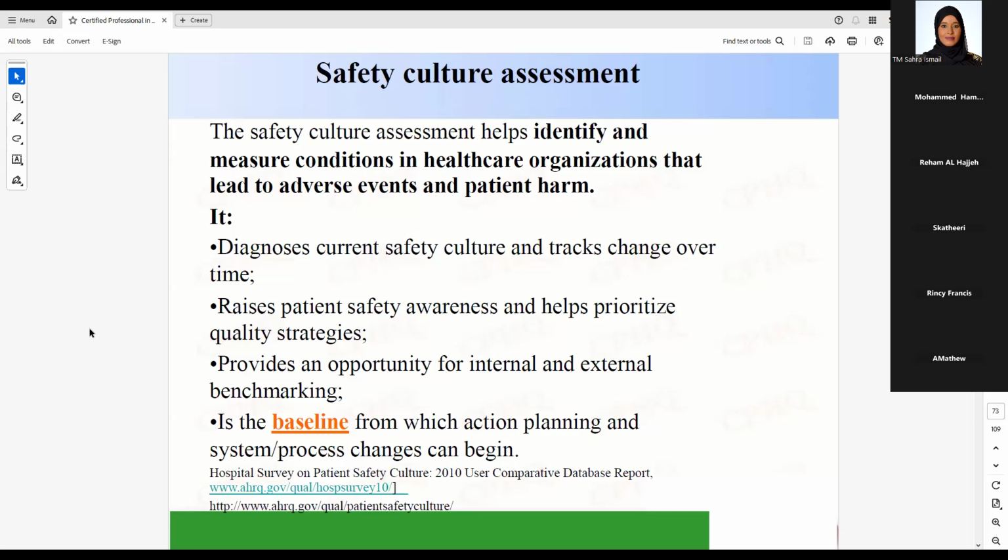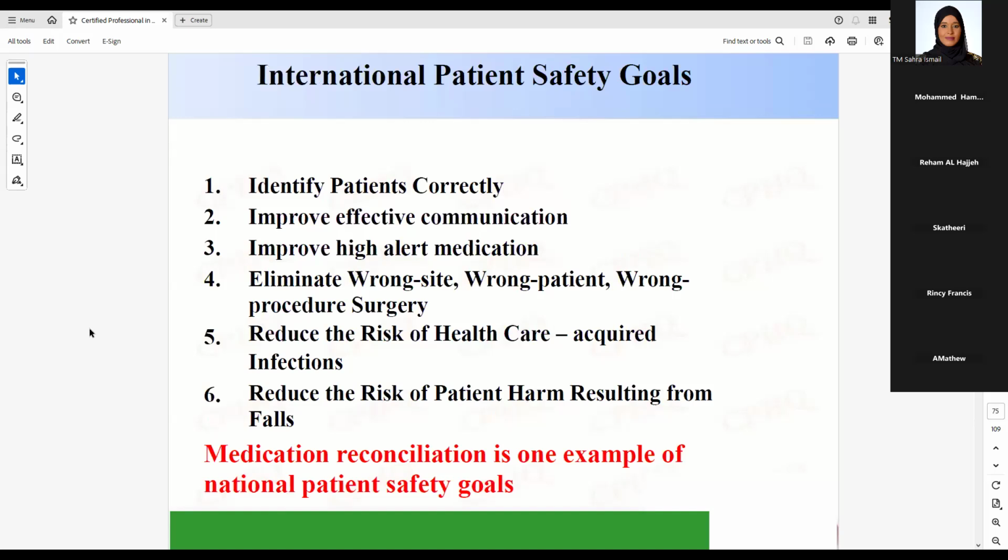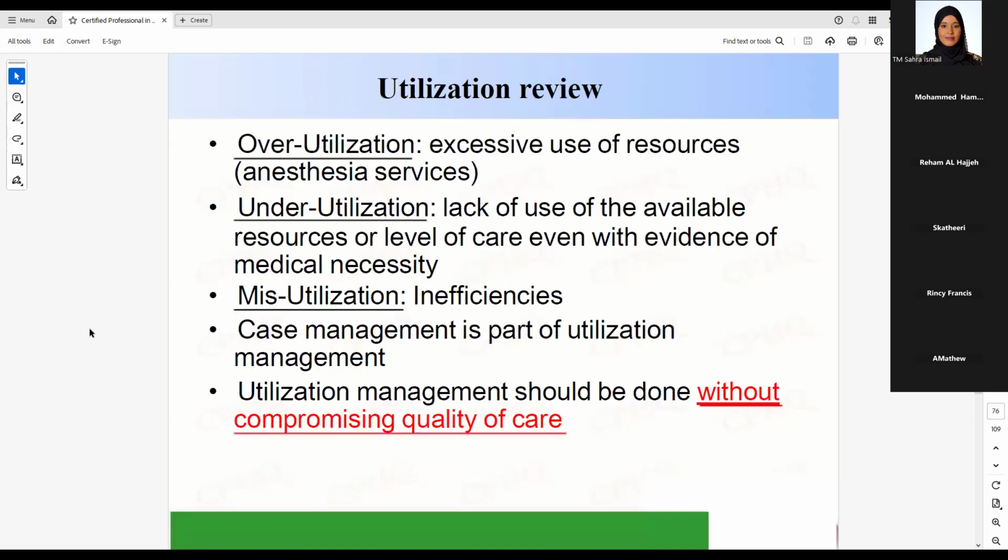We talked about safety culture assessment before. I don't know why it is repeated here. And this is where we talked about surveys like the patient safety culture survey and stuff like that as a tool to diagnose how the safety culture is in that organization. We talked about these as well, the different levels. We talked about the Russian patient safety goals. Okay.